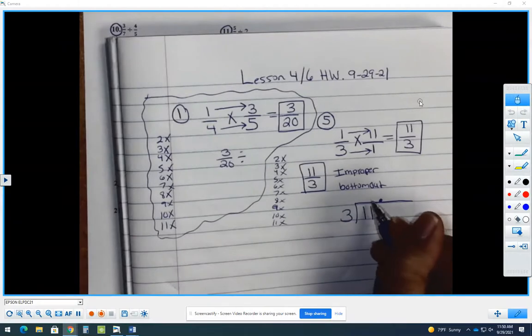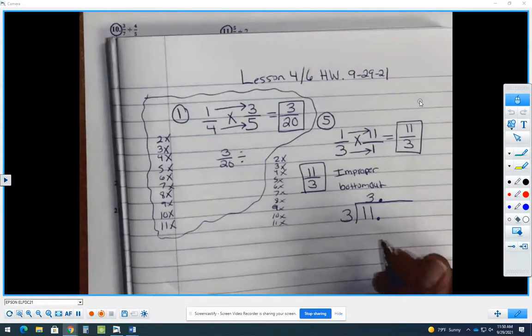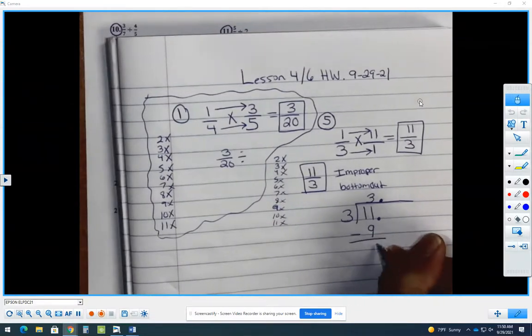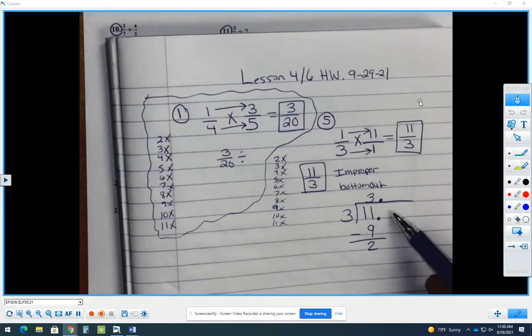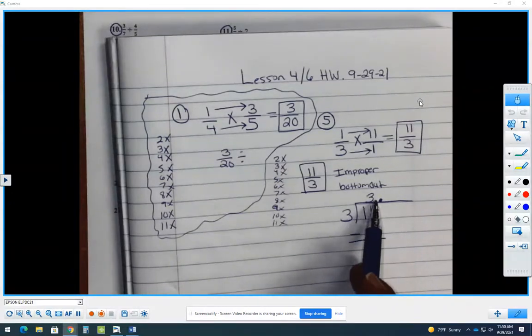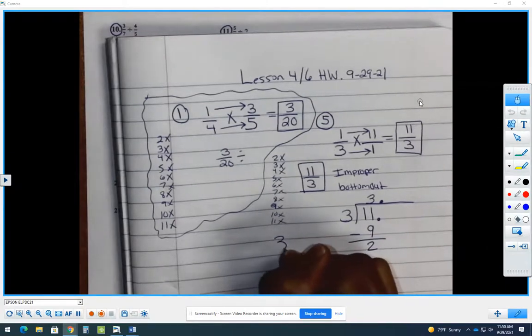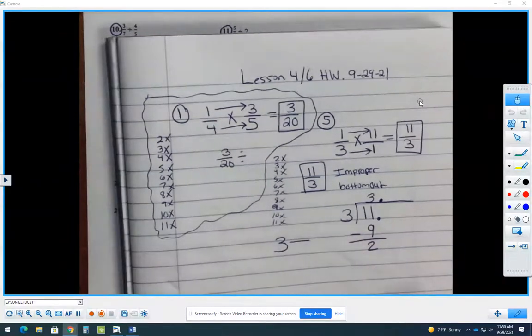11 divided by 3, so 3 times what? 3 times 3 would be 9. 3 times 2 would be 6, but I want something that's closest to 11. So 3 wins. Now, if we're working with decimals, I would add a 0 here and drop it, but we're not working with decimals, so we stop right there. The purpose of this decimal is not that I want to make it into a decimal. It's so I can know that the 3 in front of that decimal is the what? The whole. That's right. 3 is the whole. Now I can put my fraction bar here.